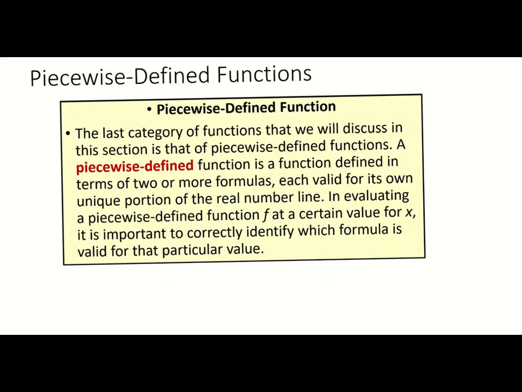All right, the last type of function that we're going to talk about is a piecewise function. Think of it like a piecewise quilt. It's made up of all different types of material or shapes or sizes. A piecewise function is defined in 2 or more formulas, and each formula is valid within its own unique portion of the number line, so it has conditions where it works and where it doesn't. And you have to make sure when you're evaluating your piecewise function that you're using the correct values to substitute in for x.